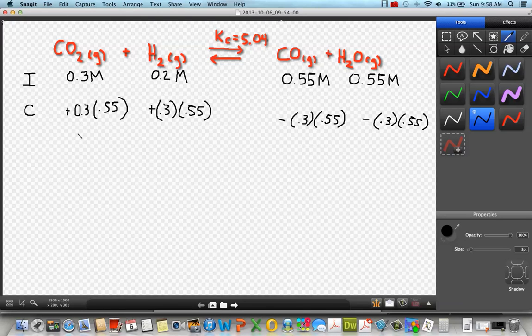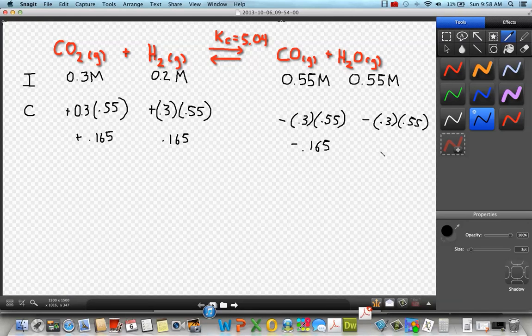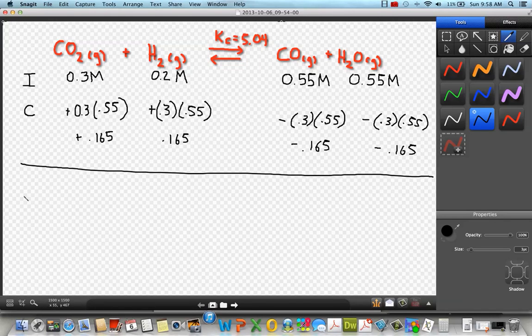So this corresponds to adding 0.165 to each reactant and subtracting 0.165 from each product. Again, we know the value of K is going to decrease. And of course, at equilibrium, once this equilibrium constant is reestablished, temperatures change. We expect it to decrease.